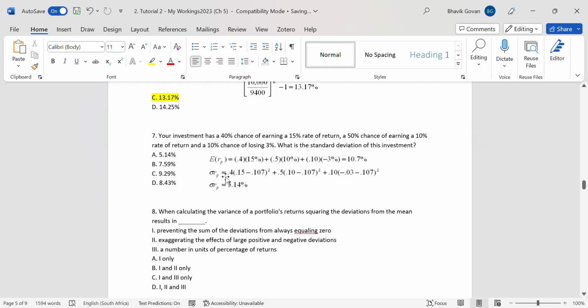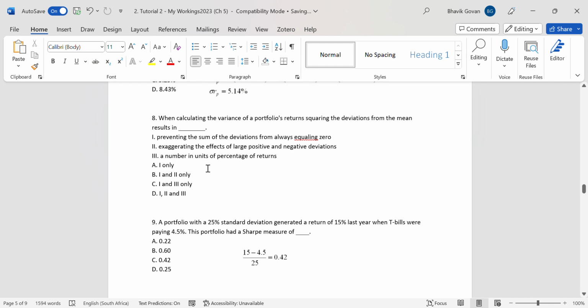I'll use that now to calculate the standard deviation. So I'll take my probability, 0.4 times 15% minus the expected return squared plus 0.5 times a 10% return minus the expected return squared plus another 0.1 or 10% times negative 3% minus your expected return squared. So this will basically give us our variance. I need to square root that, and that'll give us our standard deviation of 5.14%.